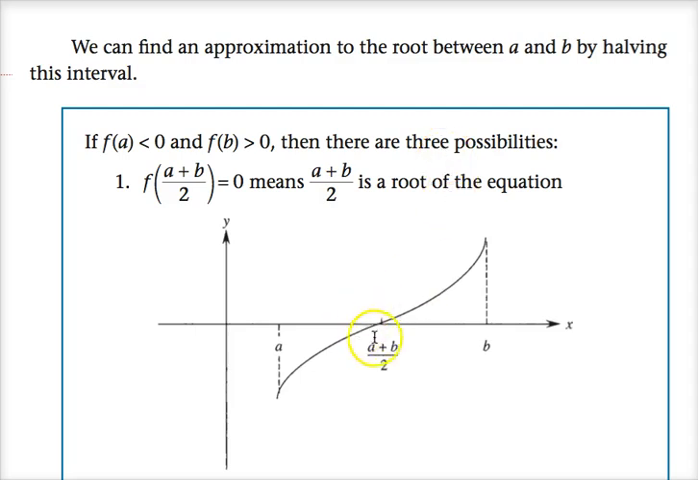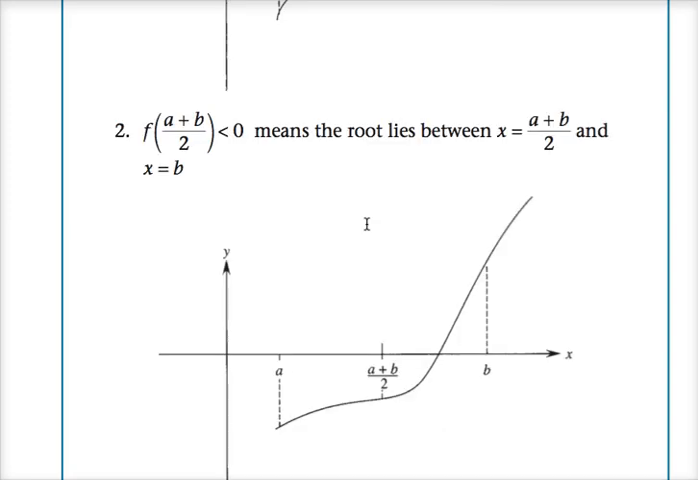We've got 3 possibilities. That exactly halfway between is your root. That the function of a plus b on 2, in other words, the midpoint of a and b, is exactly where your root sits, equals 0. All right? That will rarely happen. What will happen is one of the other 2 cases. Tell me about function of a here, negative. Function of b, positive. Here is function of the midpoint, a plus b on 2. What's a plus b on 2? Positive or negative? Negative. So therefore the root lies between a plus b on 2 and b.